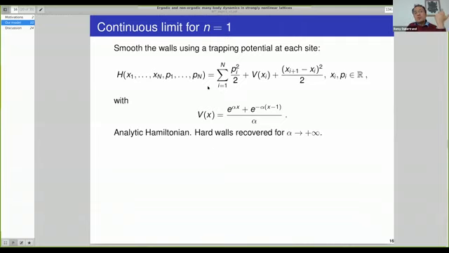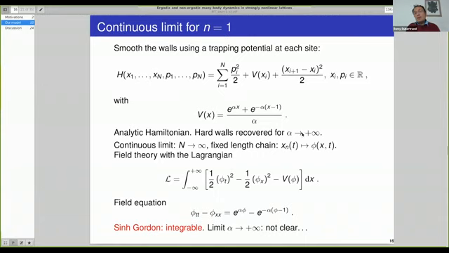So one road to take to achieve that would be to first smooth the trapping potential at each side by a smooth function like here. And then we are left with some well-defined analytic Hamiltonian. So this is what I do here. Instead of the billiard boundary condition, I put this potential in the limit with the parameter alpha. When alpha goes to infinity, this potential forces the position to be between 0 and 1. And the rest of the Hamiltonian is just the same. So you have kinetic and interaction terms.